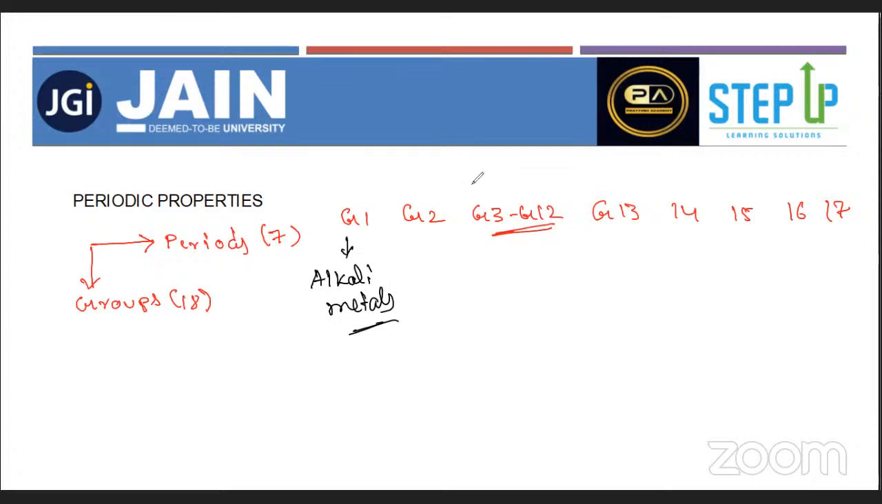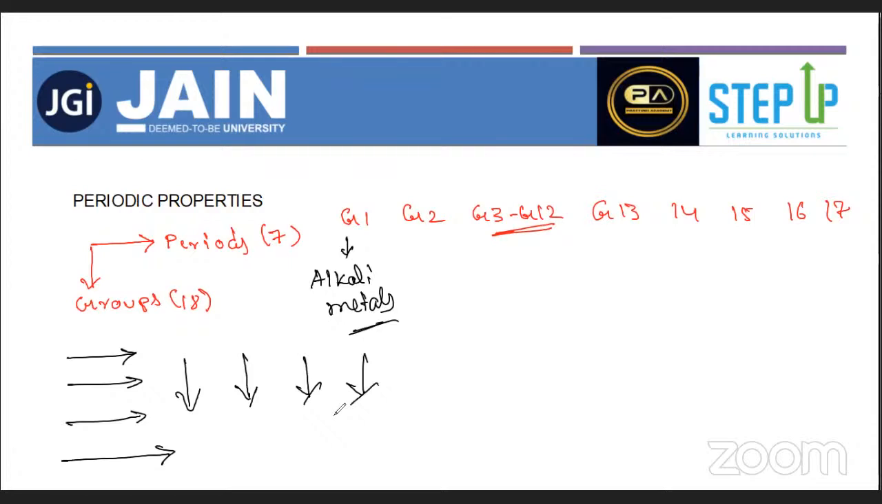Horizontal is period and vertical is group. This is across periods, and this is down the group. Now, when I'm going about this, this is group 1. Group 1 is alkali metals because water soluble bases are known as alkali, and so they are water soluble and they form an alkaline nature.